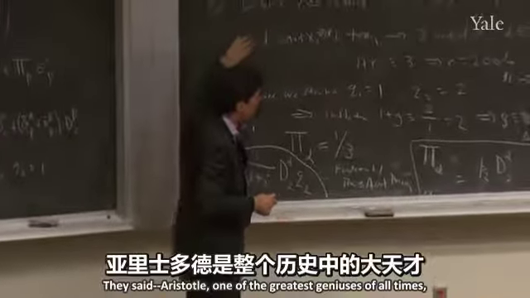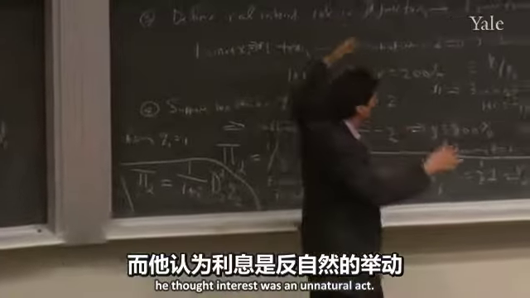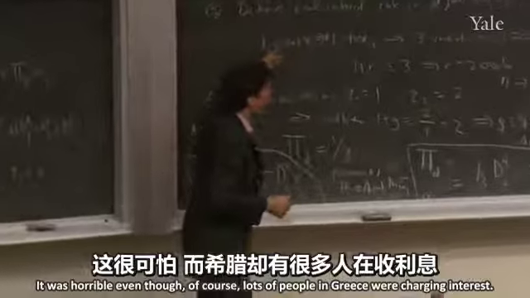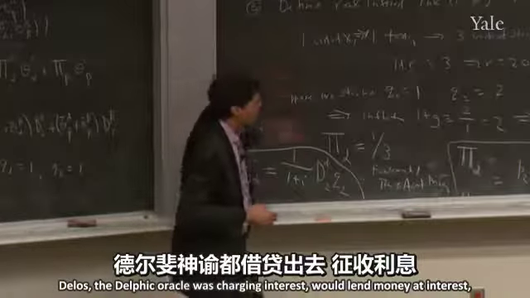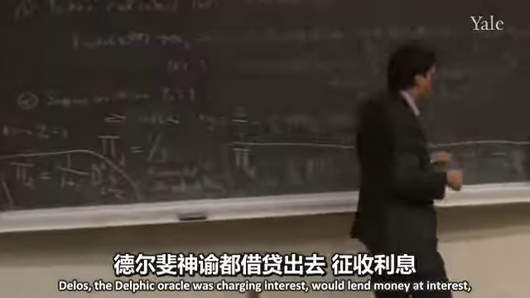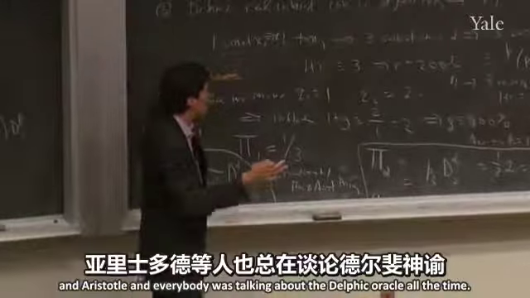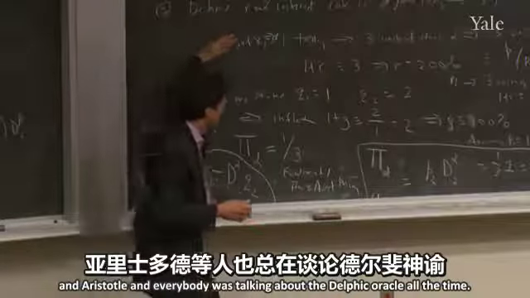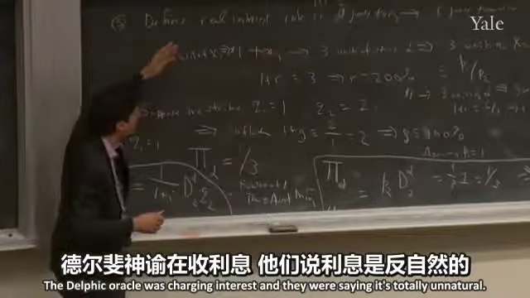They said Aristotle, one of the greatest geniuses of all time, thought interest was an unnatural act. It was horrible. Even though, of course, lots of people in Greece were charging interest, and the Delphic oracle would lend money at interest. Aristotle and everybody was talking about the Delphic oracle all the time. They weren't even paying attention. The Delphic oracle was charging interest, and they were saying it's totally unnatural.